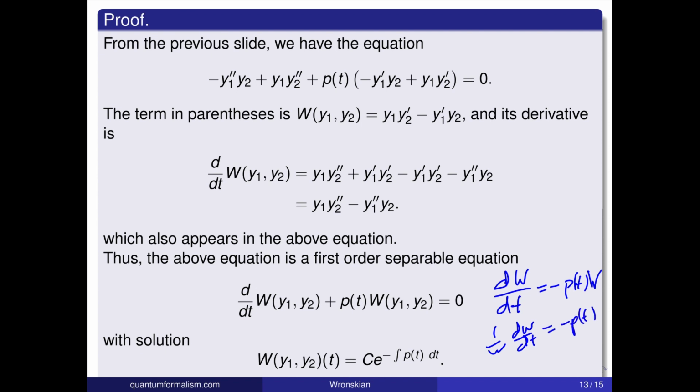And then you integrate both sides. And if you do that, you'll have natural log of W is minus the integral of p of t plus c. And now if you solve for W, you'll get exactly this. C times e to the minus integral of p of t dt. Okay, so that's Abel's formula. And that tells us that the Wronskian is always 0 or never 0 if you're on an interval where both the coefficient functions are continuous.